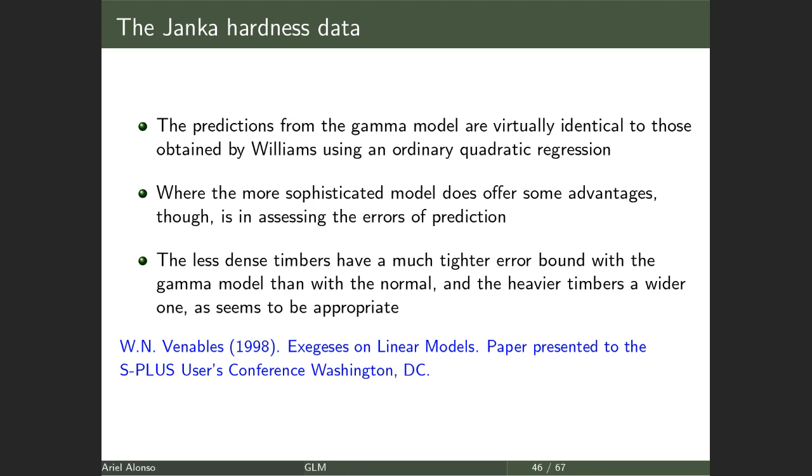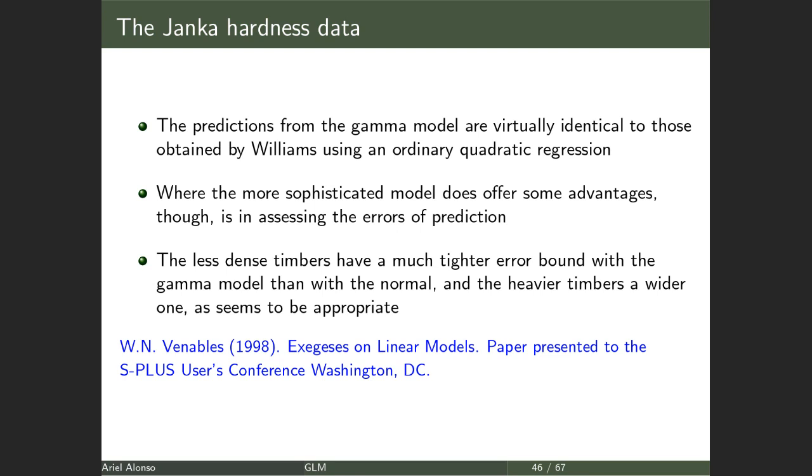the predictions of the gamma model will be virtually the same as those of the polynomial, because you see the two curves are very close. The question is, do I gain something by using this more sophisticated GLM model, using this gamma distribution with the root square link? Does that bring some advantage? Well, the advantage is when you are assessing the error of the prediction, because the less dense timbers have a much tighter error bound when you use the gamma model than with the normal model. And the heavier timbers have much wider bounds with the gamma model than with the regression model.